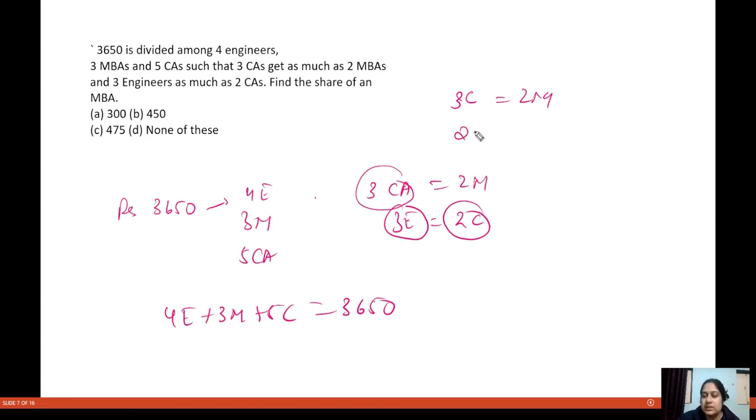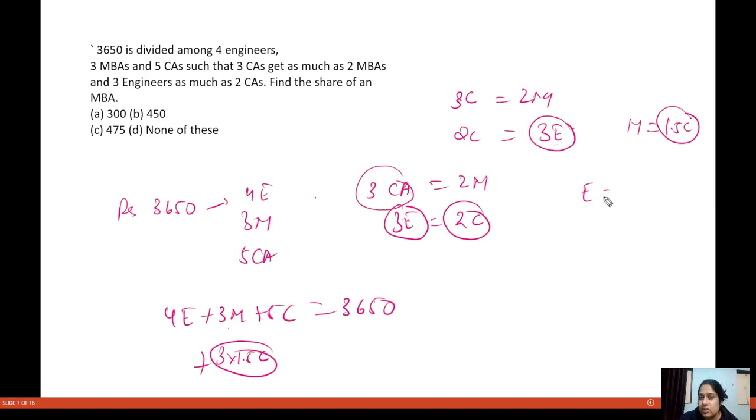So how can we put this in this equation? You can directly put M is equal to 1.5 times C here. And what else? E is equal to 2C by 3. So this will become 0.66 into 4, plus the rest, is equal to 5C, equal to 3650.